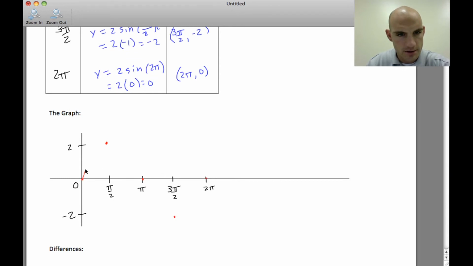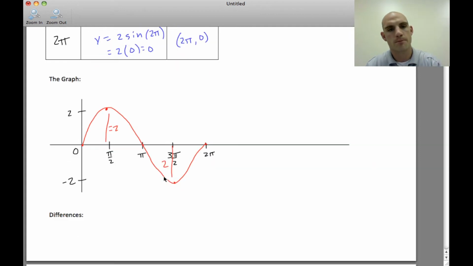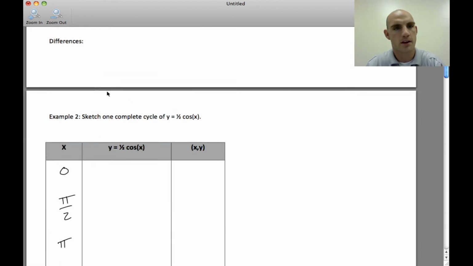So let's look at how this affected the graph. When I connect the dots here, notice what happened. The curve looks the same, but the big difference is that the amplitude has changed. I might have given it away. So instead of being 1 here, this is actually 2. This distance here is now 2 instead of 1. Let's go down to the next example.